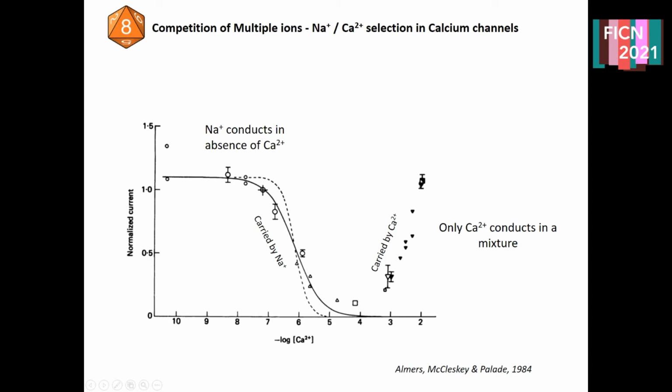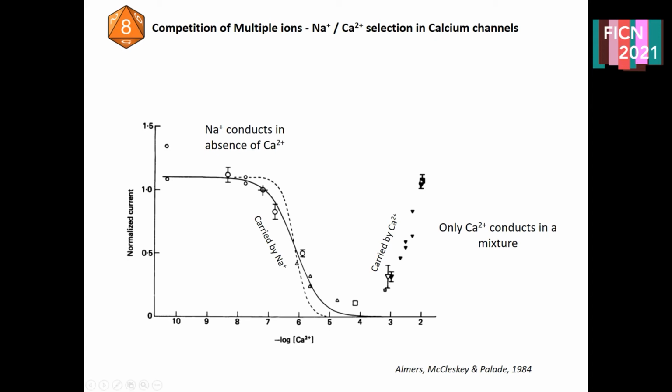So if we start with just a solution with pure sodium, or should I say, no calcium, a sodium chloride solution, you find quite a large current passing through the pore. That's shown up here. But as you slowly add more and more calcium ions, what you find is that the current, first of all, decreases, close to 0 in this case, before increasing again. Now you can work out that the current carried on this left side of this graph is actually carried by sodium ions. So what this is saying is sodium ions can conduct through the calcium channel in the absence of calcium.